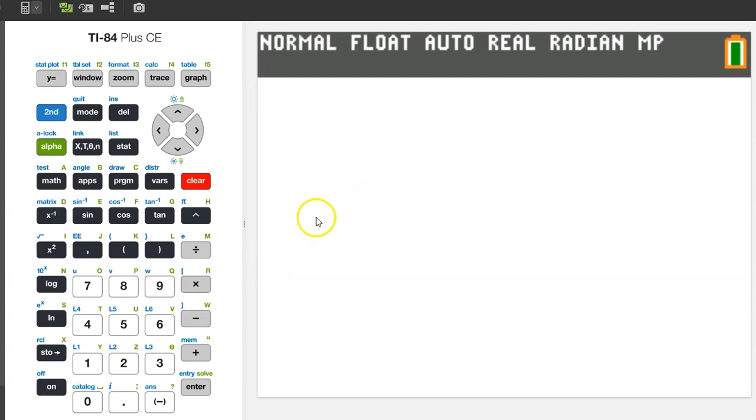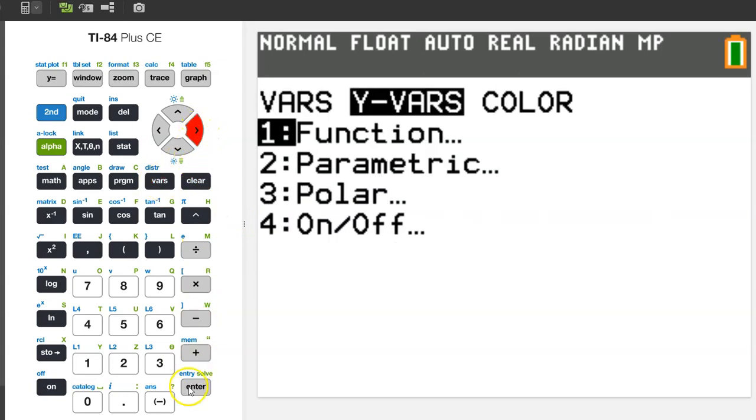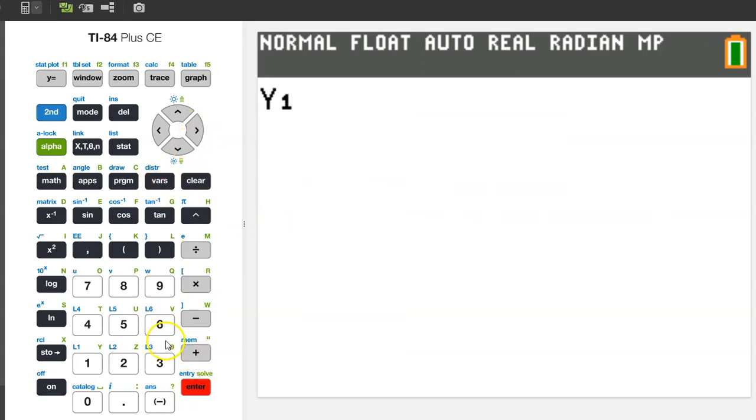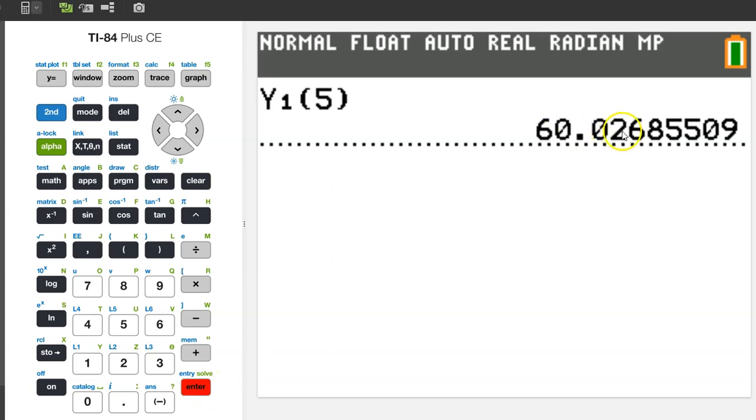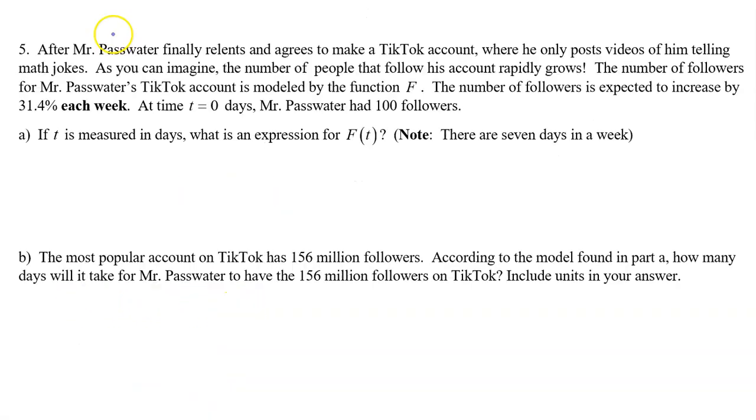In the calculator, f at 5 becomes y1 at 5. So let's do Vars, Y-Vars, Enter, Enter, and to evaluate y1 at 5, just put the 5 in parentheses. Kabam! That's it for Part B.